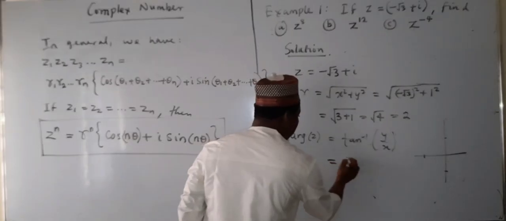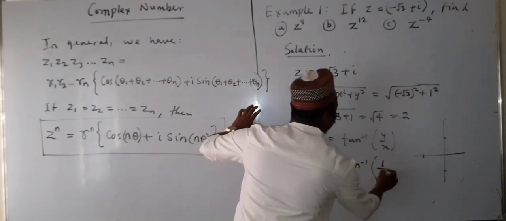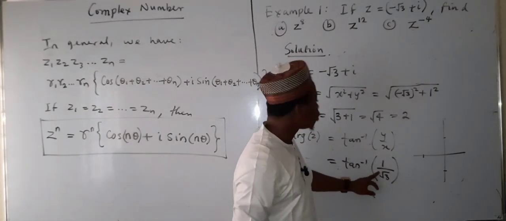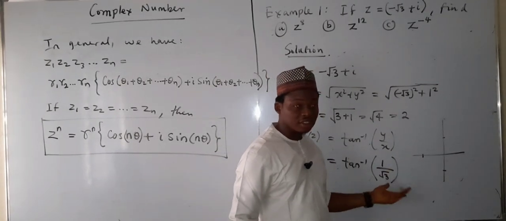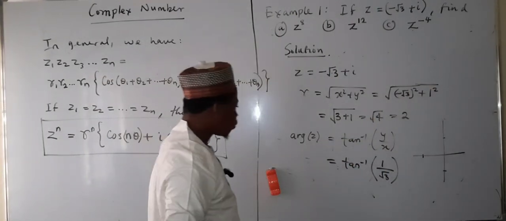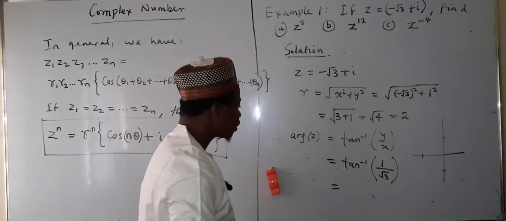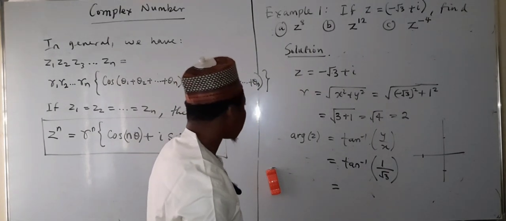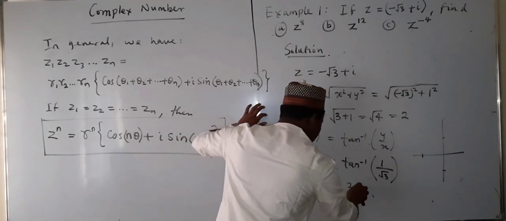So you can simply say tan inverse of y over x is 1 divided by the square root of 3. Now, if you indicate the minus sign on root 3, it will take you directly to the second quadrant. But if you remove it, you give the answer in the first quadrant before you move down to the second quadrant. So tan inverse of 1 over root 3 is what? Is it 30? Yes, because tan inverse of root 3 is 60 degrees, so this is 30. So we have 30 degrees.